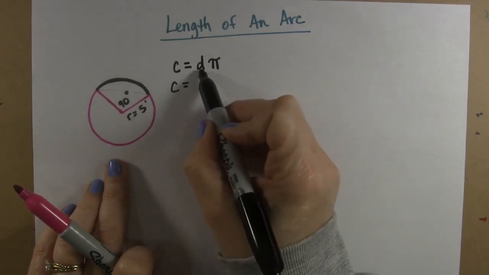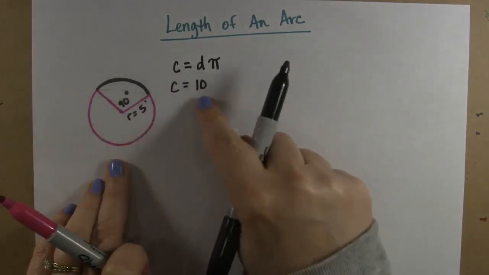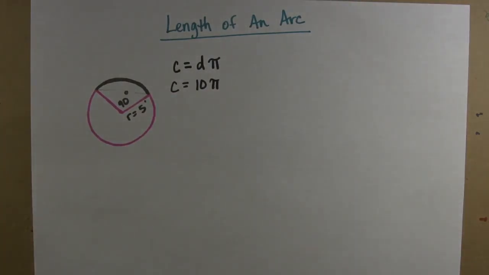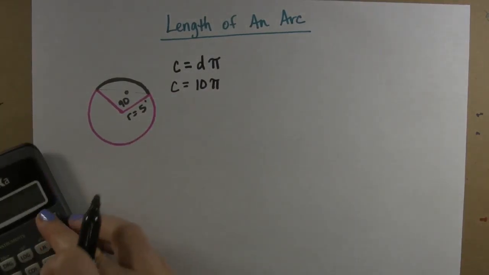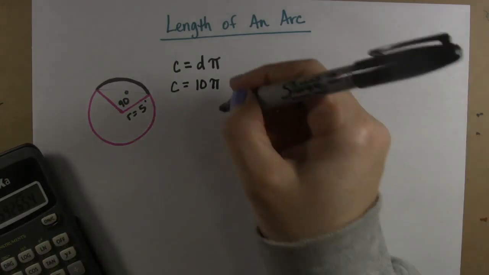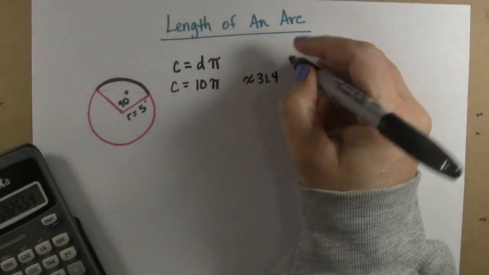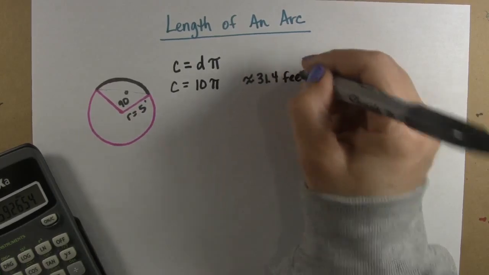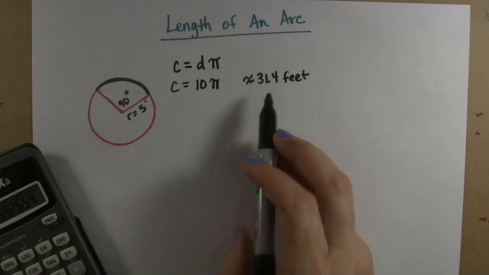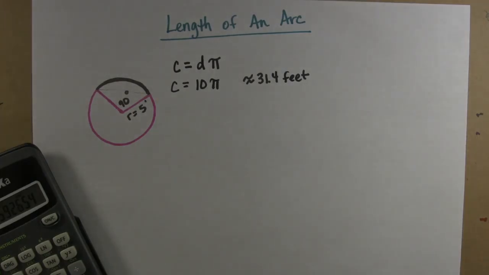So circumference is going to equal our diameter, which, be careful, is 10. It's 5 plus 5 more, 10 pi. So our circumference is exactly 10 pi. Now, just for the sake of understandability, I will say that that is about 31.4 feet, because we decided that we were going to measure in feet this time. It's not exactly 31.4 feet. It's exactly 10 pi. But 10 pi is very close to 31.4.